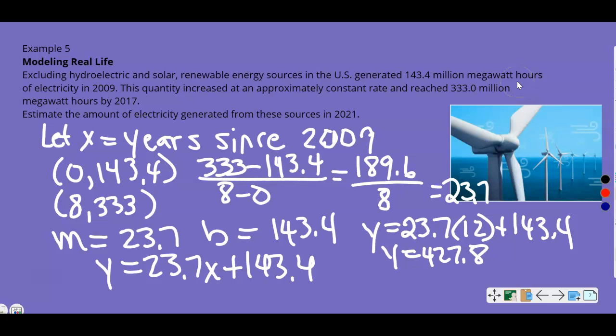All right, so after 12 years, or in the year 2021, renewable energy sources would be estimated to generate around 427.8 million megawatt hours of electricity. All right, so that is our answer. So your linear model is y equals 23.7x plus 143.4. And the model estimates the renewable energy sources generated about 427.8 million megawatt hours in 2021.